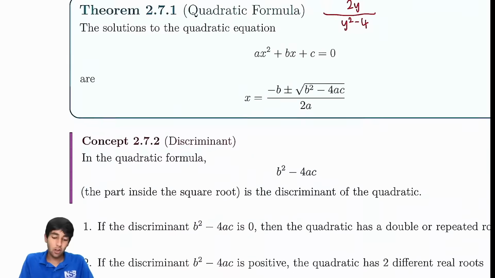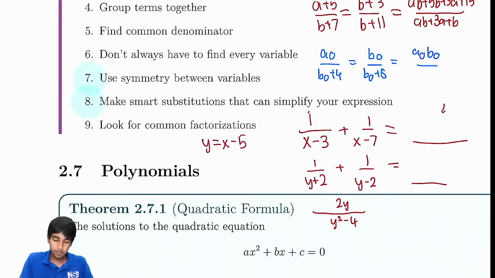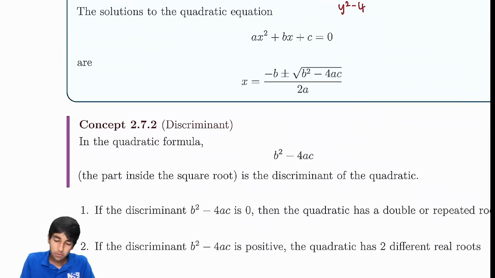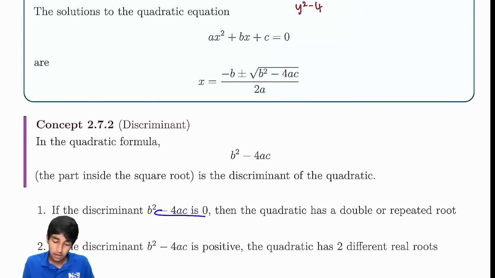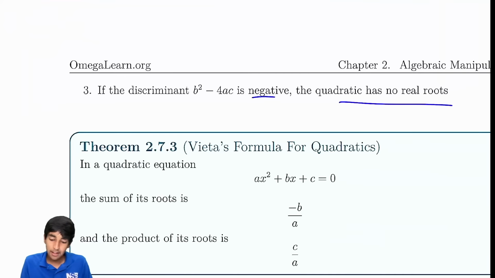Yeah, and then also looking for common factorizations. We discussed those in the previous page. Quadratic formula, just negative b plus or minus square root of b squared minus 4ac over 2a. You're probably familiar with that from school. So the discriminant of the quadratic, if it's 0, then the quadratic has a double or repeated root. If it's positive, it has two different real roots. And if it's negative, it has no real roots or two complex roots.